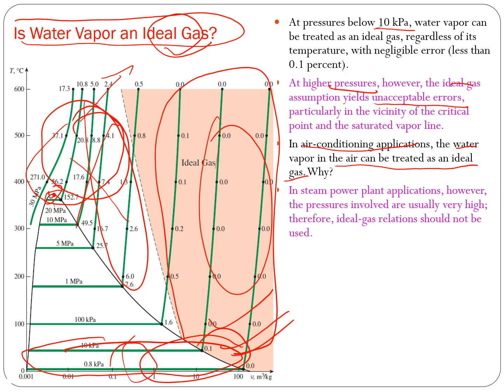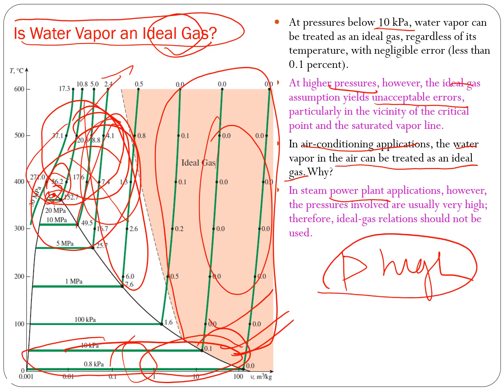Okay, but in a steam power plant, for water vapor, the pressure is really high. So in that case, it lies in the region close to the critical pressure and temperature. So you don't use the ideal gas equation when you are using the Rankine cycle, where the pressure is really high. These are practical considerations which you need to take into account.